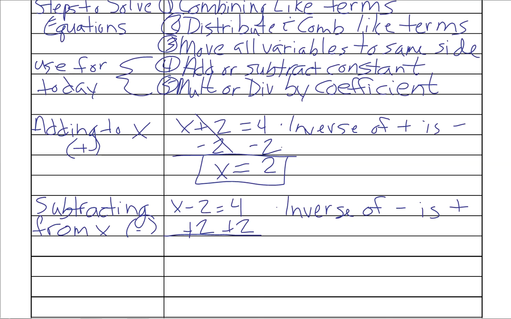Now the negative 2 plus 2, that gives me 0, so they cancel. Bring the x down. 4 plus 2 is 6. So the answer to our problem is x equals 6.